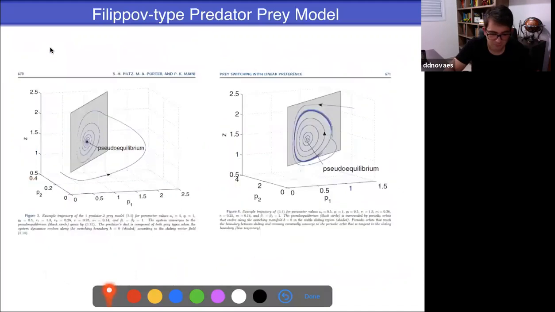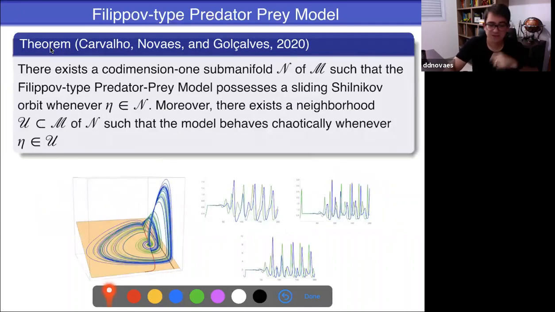And then, when she showed these figures, I realized that I could try to use the theory that we have developed for sliding Shilnikov orbits to actually prove that, for some choice of the parameters of the system, the system presents chaotic dynamics. Okay, so that is what we have done in this work, 2020.